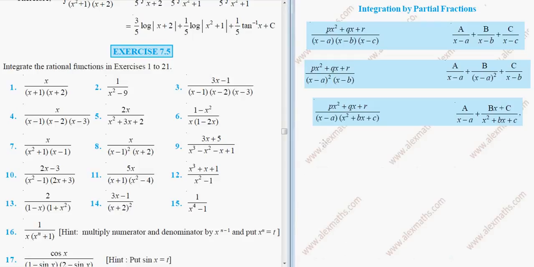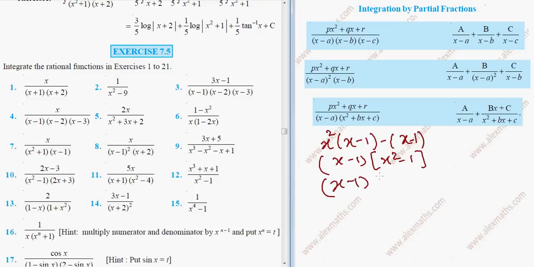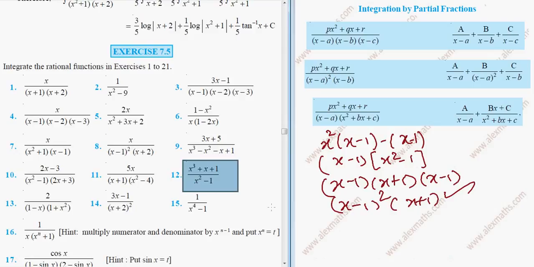See, you have x square common in the first two terms, then minus common in the next two terms. Then x minus 1 itself is common, and it becomes x square minus 1. Then x square minus 1 can be written as x plus 1 into x minus 1. So I can write this as x minus 1 whole square into x plus 1. Then you have to apply the second rule. And for one problem, I'll show you the long division also.